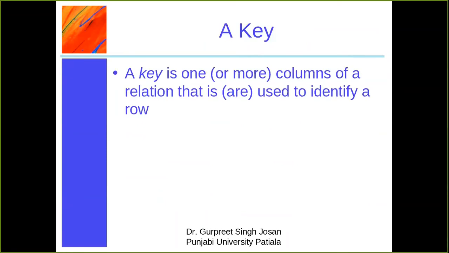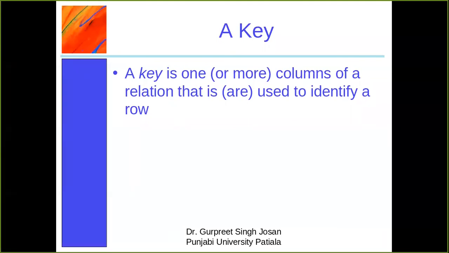Then comes the concept of key. A key is one or more columns of a relation that can be used to identify a row. Basically, a key is the name of the column. Which column? The column which can be used to identify a row. How can it be used to identify a row? Because its values are unique, so there will be no duplicacy.